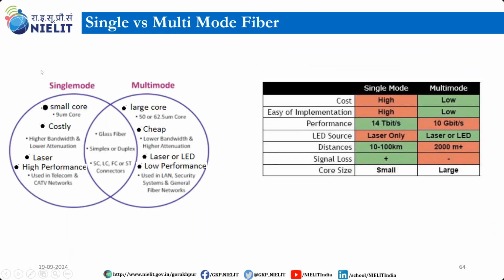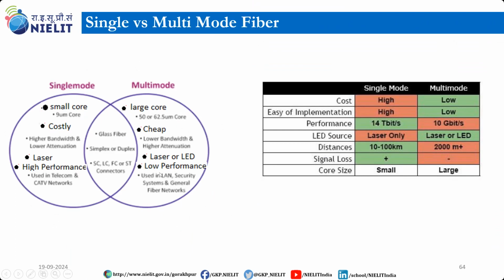So there are some merits and demerits of single mode and multi-mode fiber. Single mode fiber has a small core, it is costly, and generally single mode fiber uses laser light to transmit data in the form of light wave. High performance is there. In multi-mode, the core is large. It is comparatively economical, and it can use laser or LED light. Low performance. So this is the difference between multi-mode and single mode fiber.